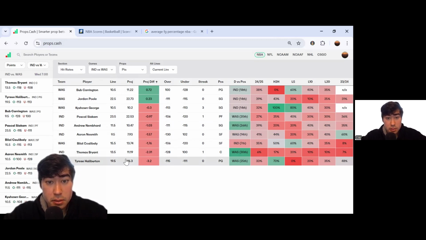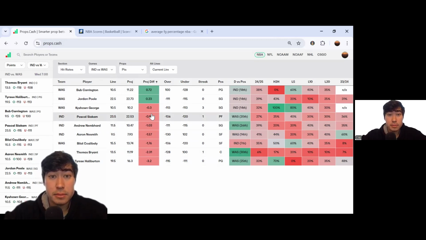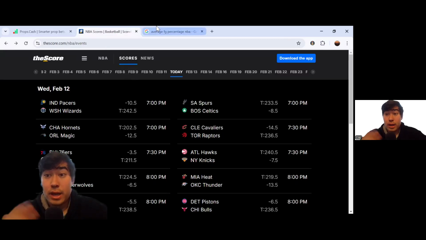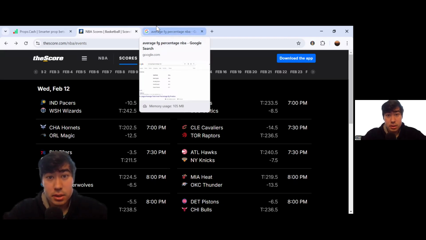It makes it seem like it's a really good under, but it's Washington's defense, so it's going to be a super high scoring game. So that's why you don't want to take these at face value. If you take these at face value, you will get burned. So that's something to keep in mind. You want to create your own projections, with the method I was just showing you.